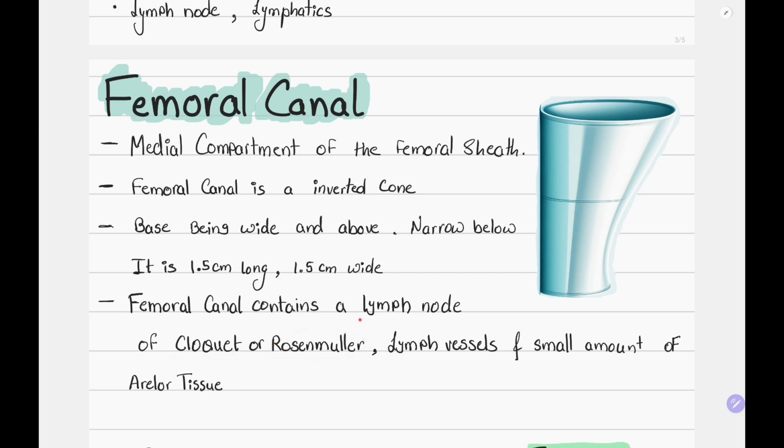So why specifically are the lymph nodes present in this area assigned a name, but other lymph nodes present in different locations of the body are not given? This is because these lymph nodes are considered sentinel lymph nodes. Any malignancy metastasizing to the groin area or lower extremity, these are the first lymph nodes to get swollen or to show lymphadenopathy, showing you a sign of metastasis. Lymph vessels and a small amount of areolar tissue, that is fatty deposition.